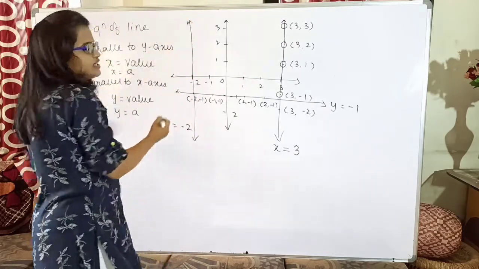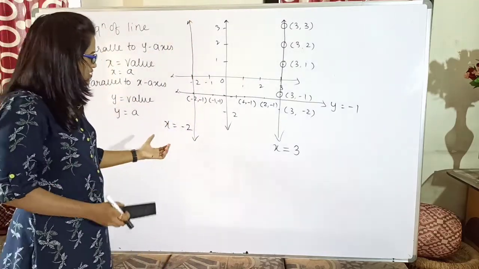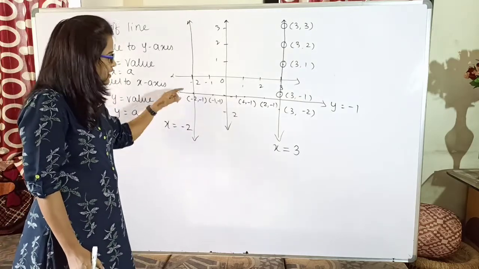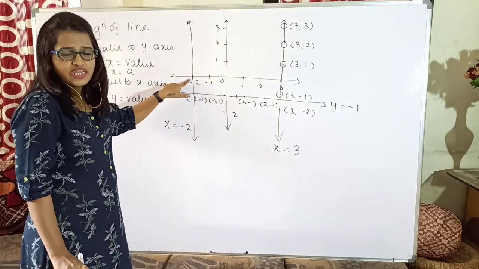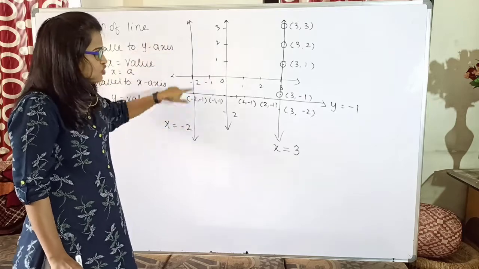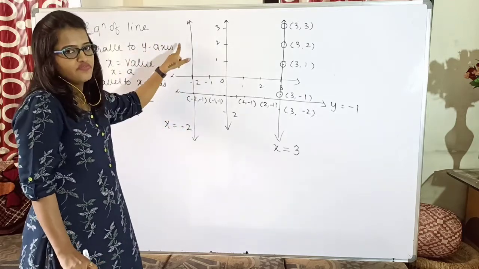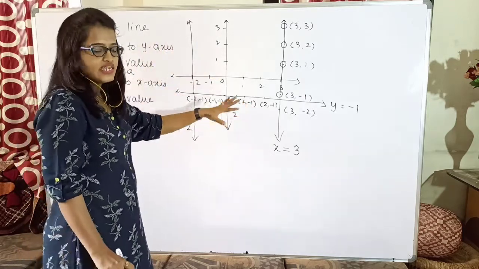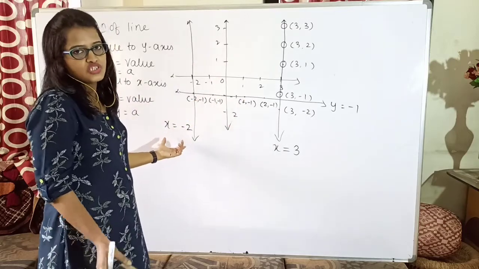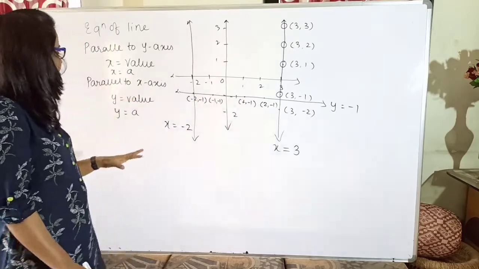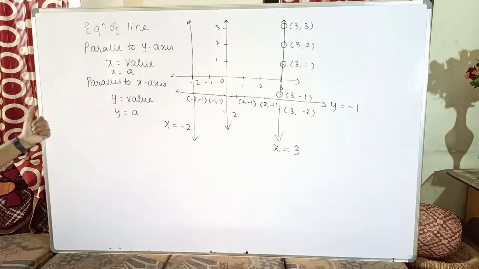There will always be a unique line. You cannot have any other line for the same value x is equal to -2. There is only one line wherein x is equal to -2. And if you have to draw a parallel, only this is the possible way. You cannot draw it at any other side, because then in that case the value of x will change. Okay. So this is the next part. Parallel to the y-axis, x is equal to a, and parallel to the x-axis, y is equal to a.